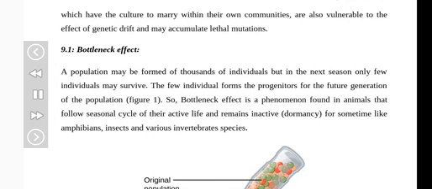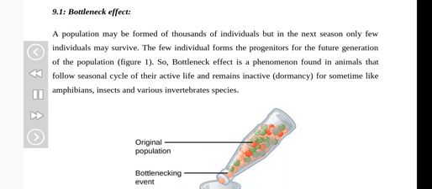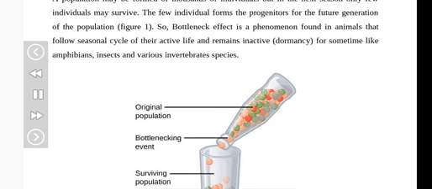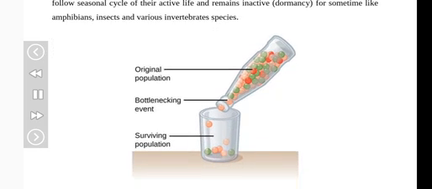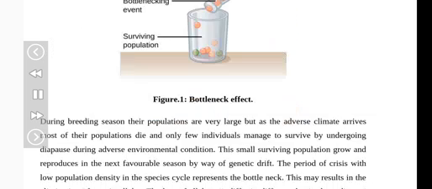Bottleneck effect. A population may be formed of thousands of individuals, but in the next season only a few individuals may survive. The few individuals form the progenitors for the future generation of the population. So, the bottleneck effect is a phenomenon found in animals that follow a seasonal cycle of their active life and remain in active dormancy for some time, like amphibians, insects and various invertebrate species. Figure: bottleneck effect.